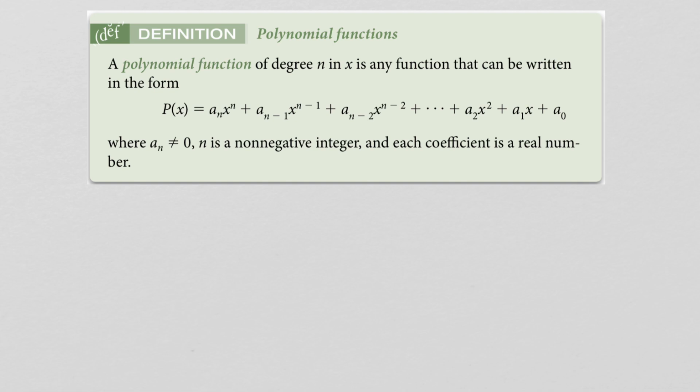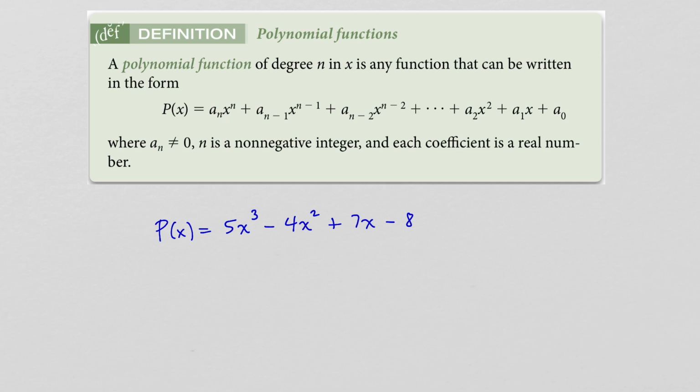So for example, something like p of x is equal to 5x to the third power minus 4x squared plus 7x minus 8 is a polynomial function. So basically, this number here is the degree of the polynomial. The numbers here are called coefficients, and this first number, the number in front of the highest degree term, is the leading coefficient.